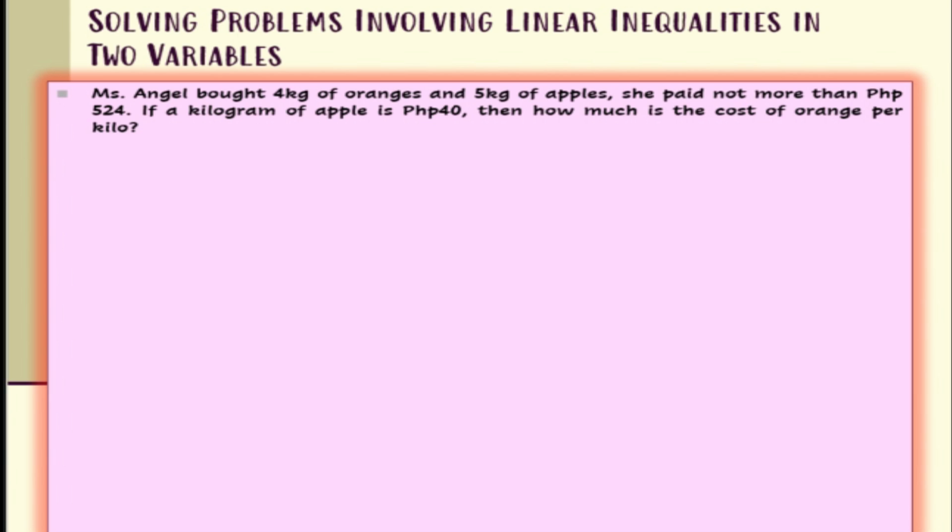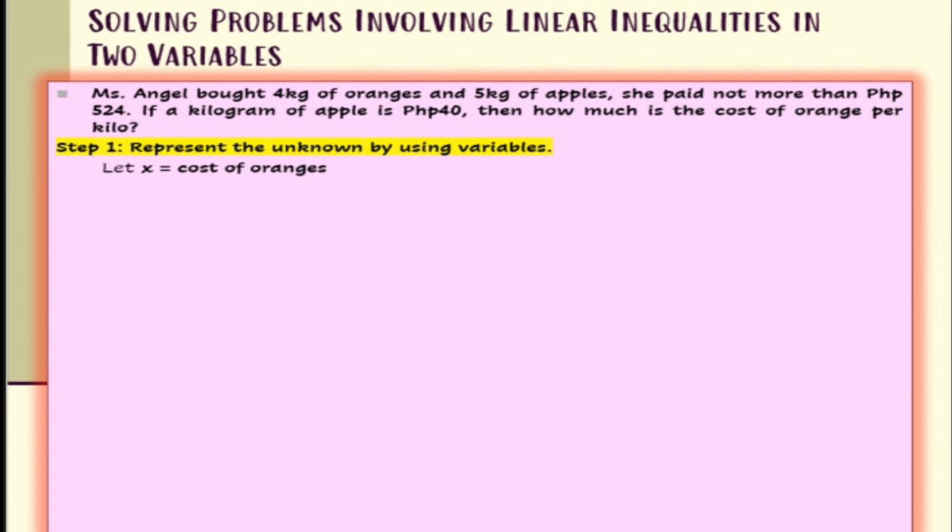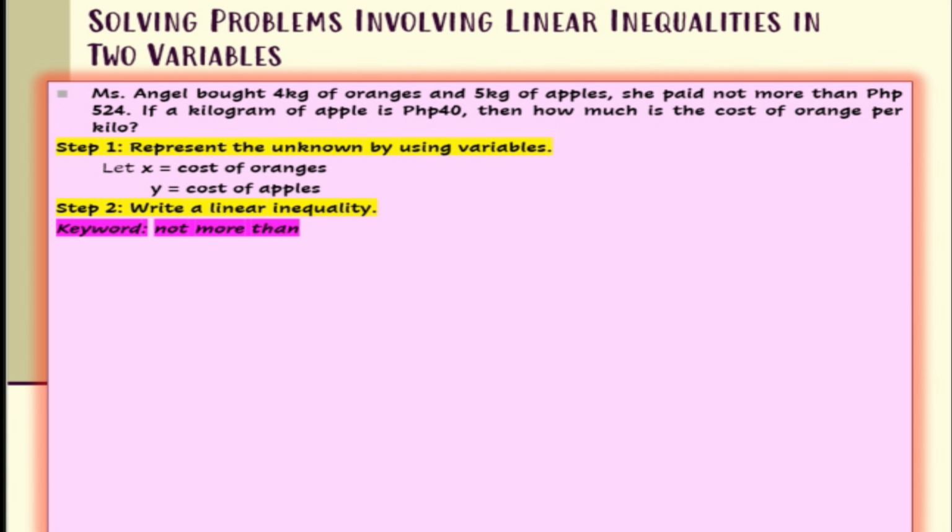To solve this problem, let us follow these simple steps. Step 1. Represent the unknown by using variables. Let x equal the cost of oranges and y be the cost of apples. Step 2. Write a linear inequality. Our keyword for this problem is not more than. Therefore, we will use the inequality symbol less than or equal to. So the linear inequality is 4x + 5y ≤ 524.